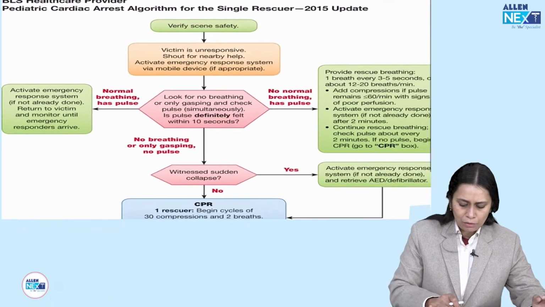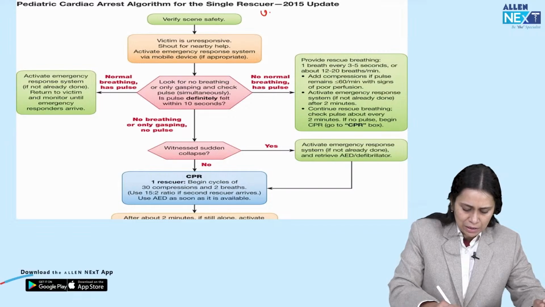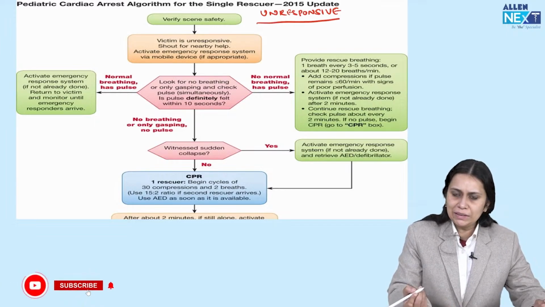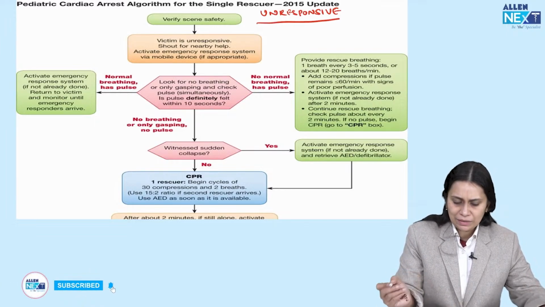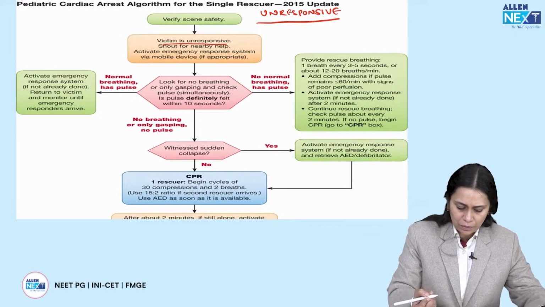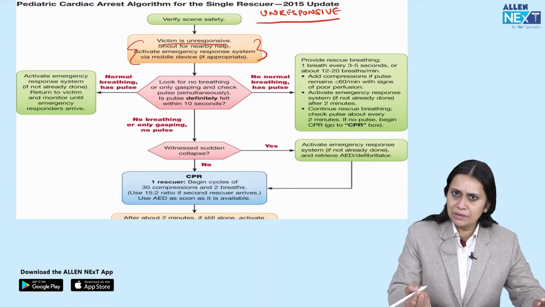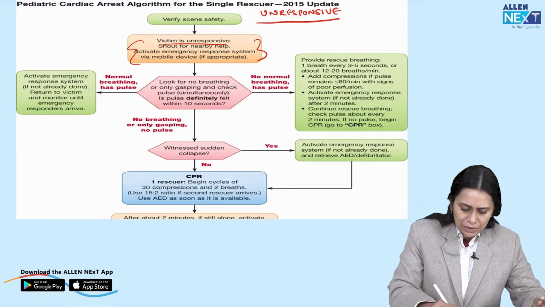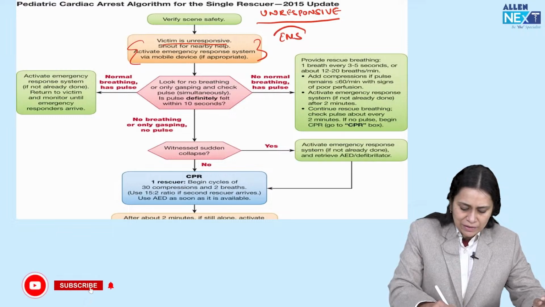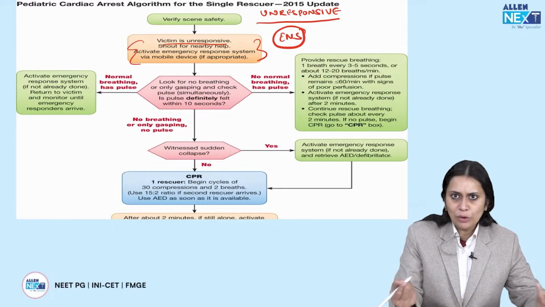First, whenever we have an unresponsive person, what is the first thing we do? We verify the scene safety. It was a house, so the scene was safe. Victim is unresponsive? Yes, the victim is unresponsive. We shout for help. We activate the emergency system. So the first step is activation of the emergency medical system. We'll call for help. We'll call the hospital to come and help us.